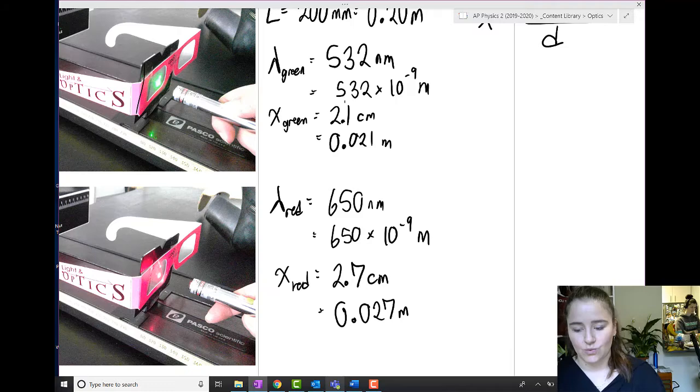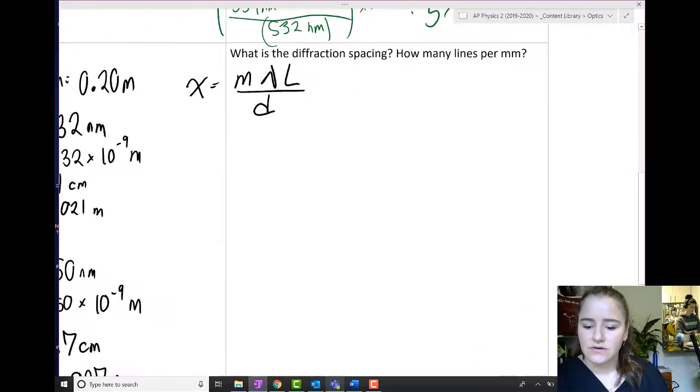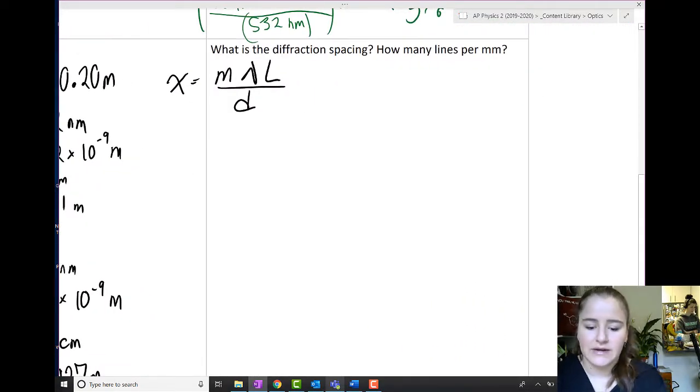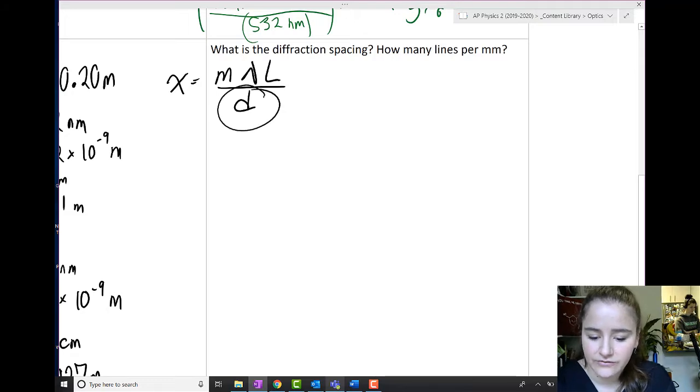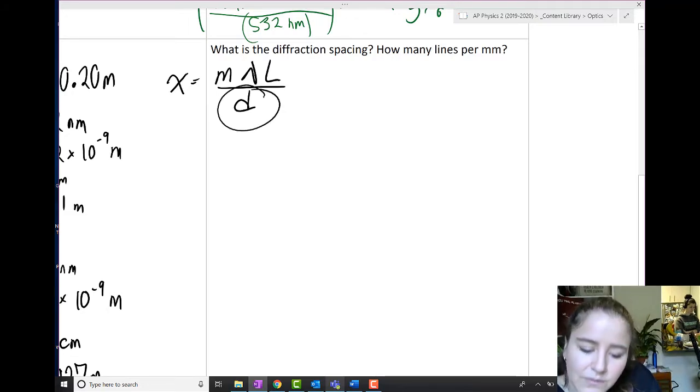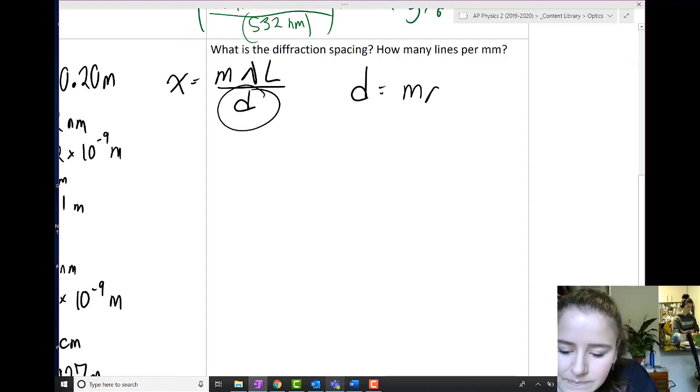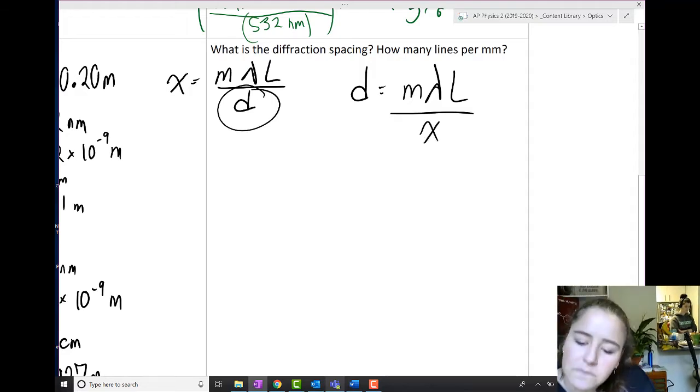So we're working off the same equation, but now we need to reorganize it to solve for D, the diffraction grating spacing. So when we do that, we move it over, divide by X, and we end up with D equals M wavelength L over X, okay? But now remember, M is 1, so we can pretty much ignore that one, okay?